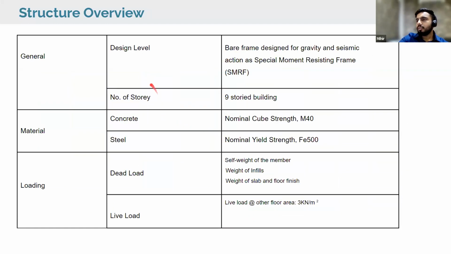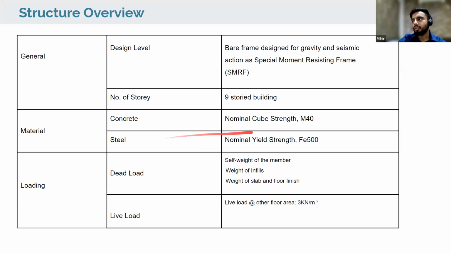Then the different overview that we are doing. So, the general bare frame design for gravity and seismic action as per special moment resisting frame. You must have encountered these names where the OMRF or SMRF terms are used. SMRF frames are nothing but elements that are designed as per the special provisions for earthquake resistant design by following the code. Like the ductile detailing is done as per IS 13920 and 1893, while for the ordinary moment resisting frame, we don't use that.